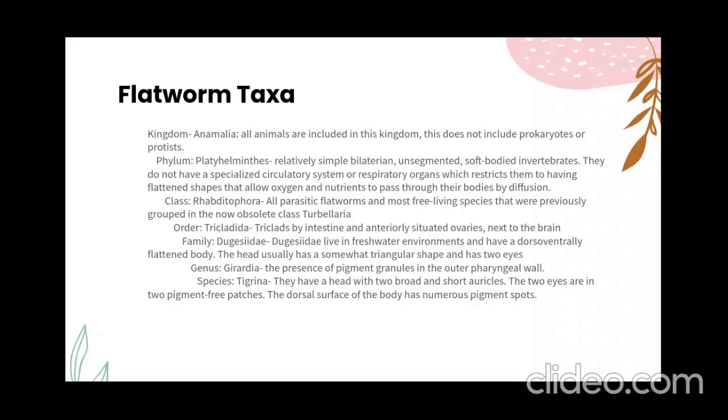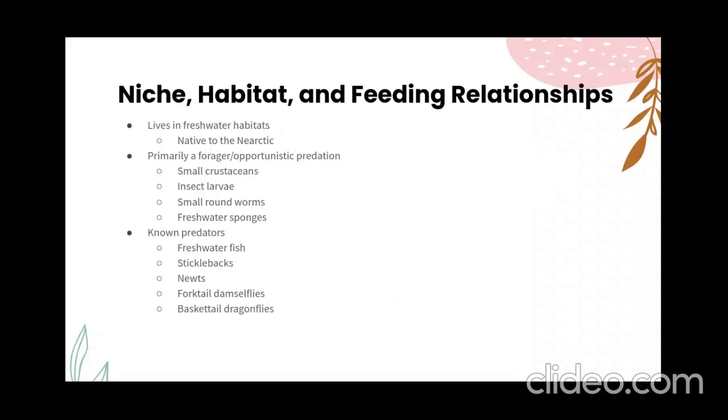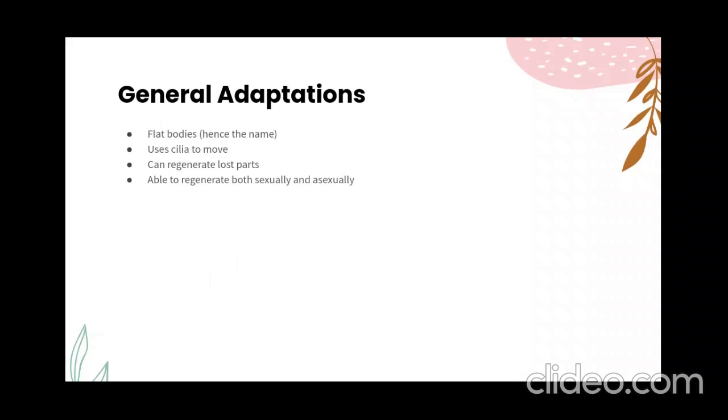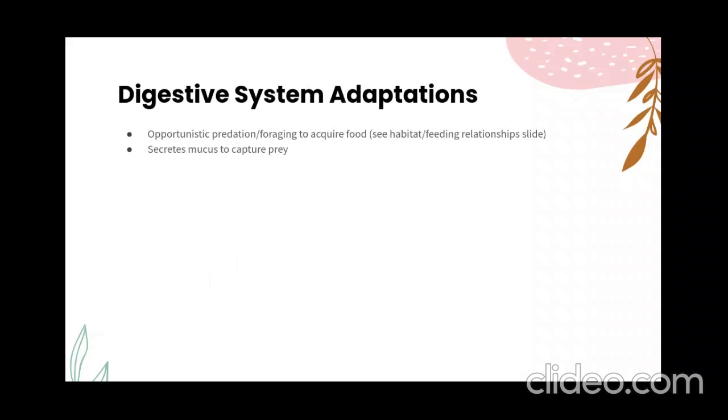Okay, this is the flatworm taxa and its niche, habitat, and feeding relationships, and the general adaptations. Now we have the digestive system specific adaptations. The flatworm has adapted to secrete mucus. This helps it glide and capture prey.